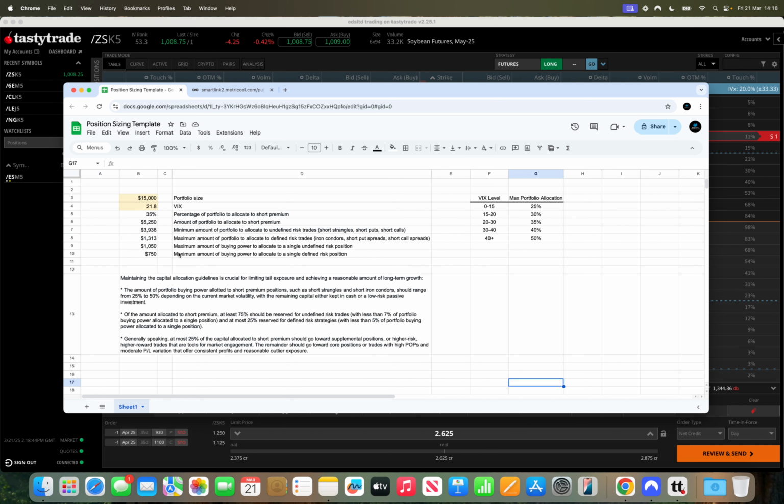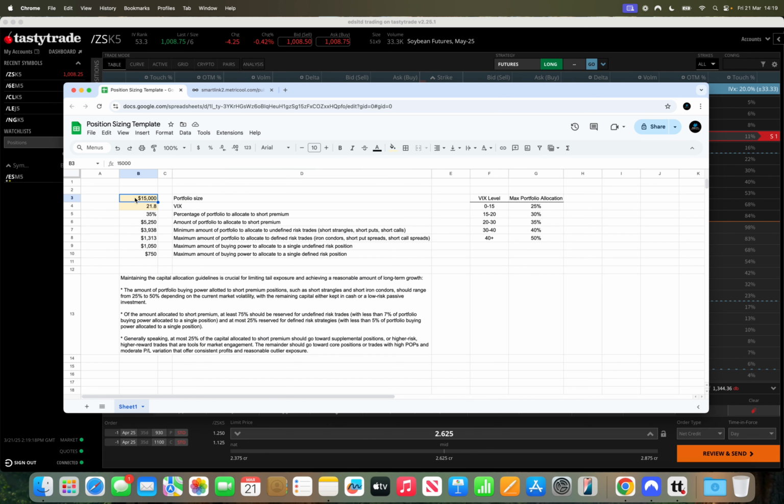And keep in mind, the numbers that it will give you are the maximums. Okay, so for example, the maximum amount of buying power to allocate to a single defined risk position in this example is 750. This is the maximum. Okay, that doesn't mean that you should be allocating 750 to every single position. It absolutely can be and should be lower in most cases. This is just the absolute upper limit, so keep that in mind when you are placing your positions. In this instance, this is your minimum amount. Obviously the minimum is the minimum, but everything else is pretty self-explanatory.